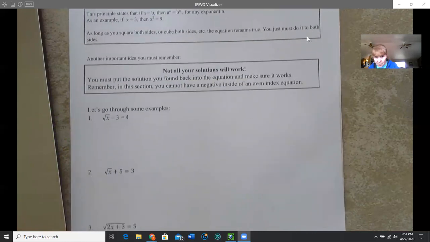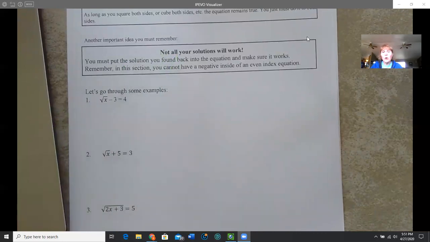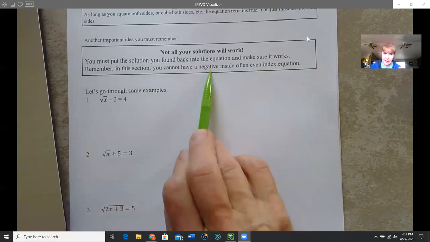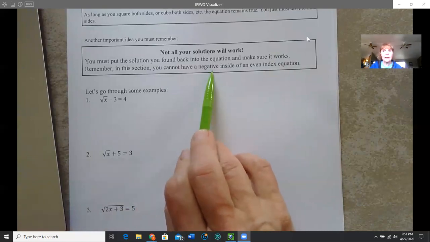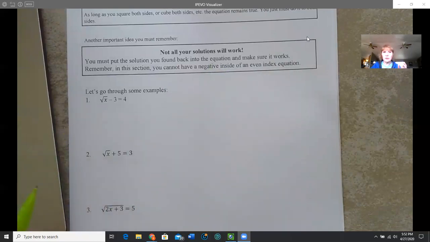Now, one thing I want to caution you, it's very important: not all your solutions will work. So when you're done, it's very important that you substitute your answers back into the original and make sure that the left is equal to the right, and also make sure that if your index is even, you cannot have a negative inside in this chapter. We'll deal with the negative inside in the next chapter. But for right now, you cannot have a negative inside, and you need to make sure that the left is equal to the right. All this stuff will come out as we go through these examples. All right, so let's go through some examples.